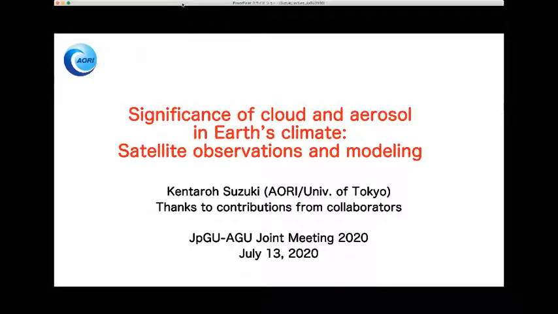And today I'd like to talk about how important clouds and aerosols are in our climate, even though they are just a tiny fraction in the mass. And also I'd like to talk about how recent satellite observation can be used to advance the science of clouds and aerosols in terms of climate modeling.